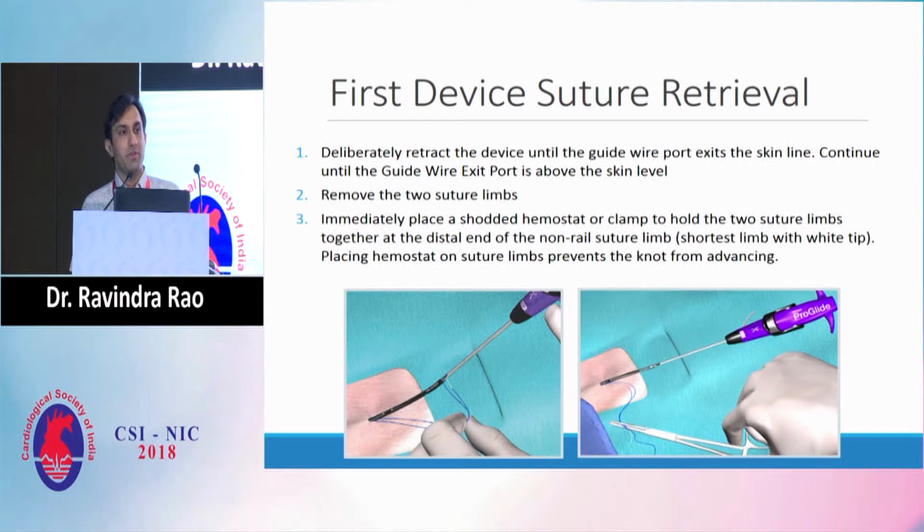But if you are going with a bigger sheath, you need to do a pre-close. That means you need to deploy the sutures before you put a bigger sheath. And up till 18 French sheath, we do 2 pre-close with 2 ProGlides, and above 18 French we would prefer 3 ProGlides.